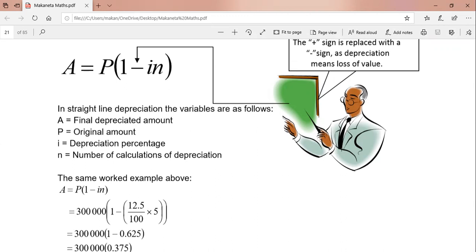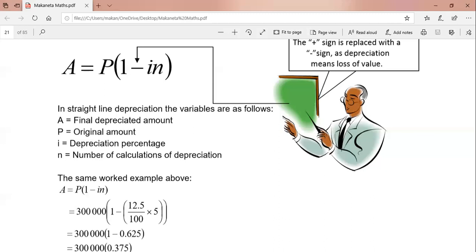So in a straight line depreciation, the variables are as follows. A is the accrued amount or the final depreciated amount. P is the original amount and I is the depreciation percentage. So this percentage will lead to depreciation in value, whereas N is the number of calculations of depreciation. So you can see once again that if we use the formula, this is what we will come to.